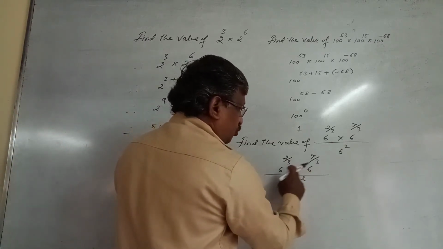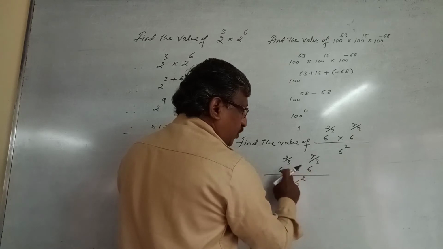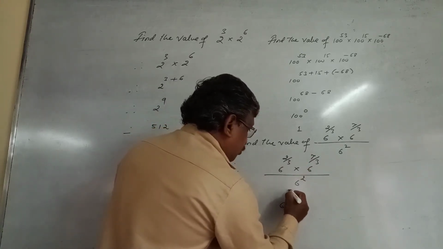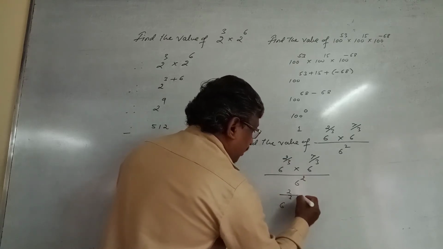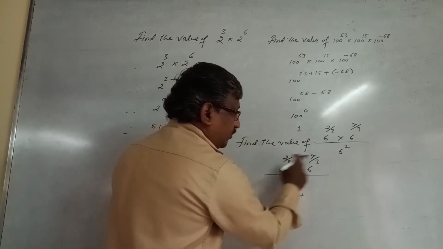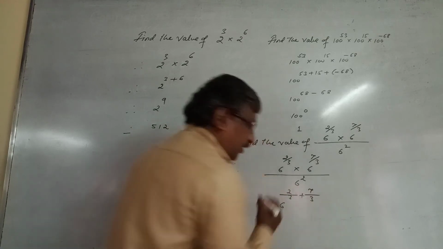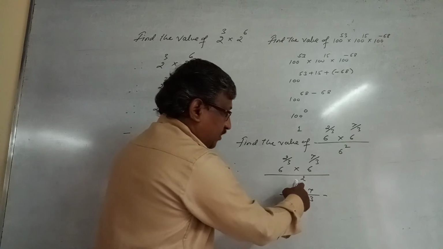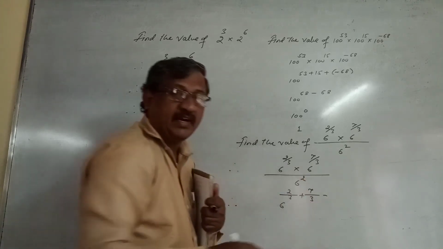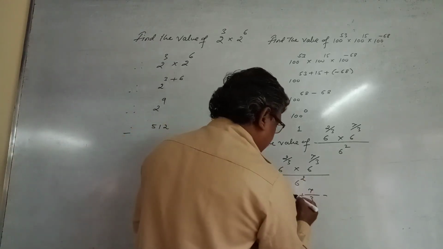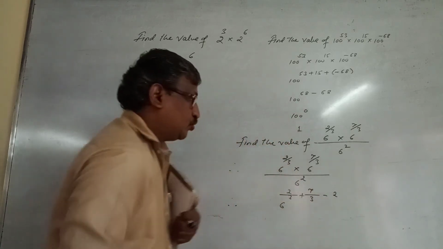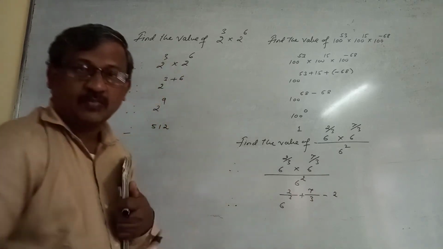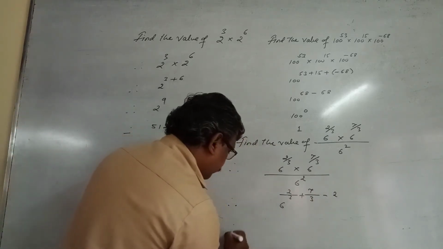Now these 2 values we have to multiply, means these 2 index we have to add. Means in 6 raised to 2 by 3, in 2 by 3 we have to add 7 by 3. And from this there is a division, so when there is a division, that index we have to minus. Means it is minus 2. So 2/3 plus 7 by 3 minus 2. Like this.